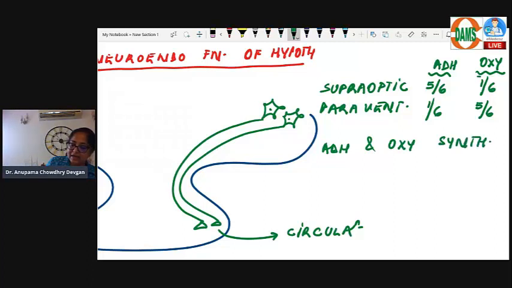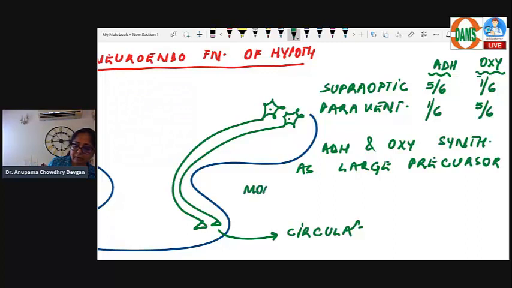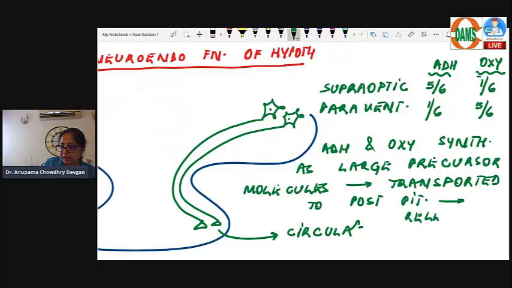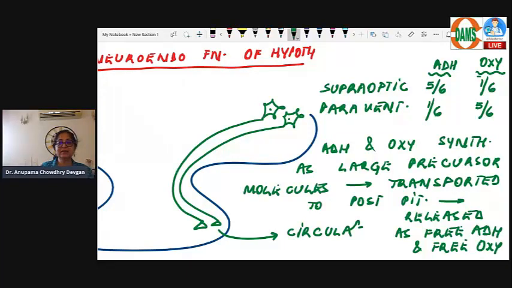ADH and oxytocin are synthesized as large precursor molecules, transported by axoplasmic transport to the posterior pituitary, and from there they are released into the circulation as free ADH and free oxytocin. So please remember, this is the neuroendocrine function.